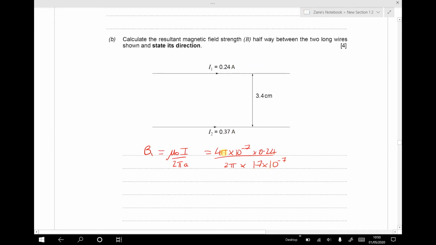A little tip here is cancel the 4 pi with the 2 pi, so you get away with that little calculation problem with a 4 pi times 10 to the minus 7. If we put those numbers into a calculator, we end up with 2.82 times 10 to the minus 6 Teslas.